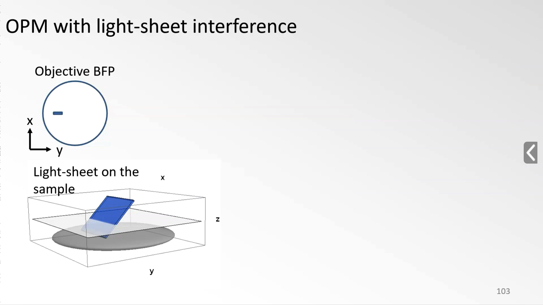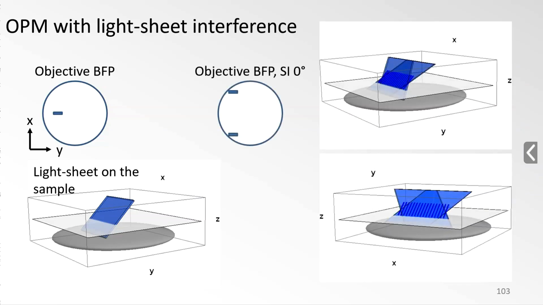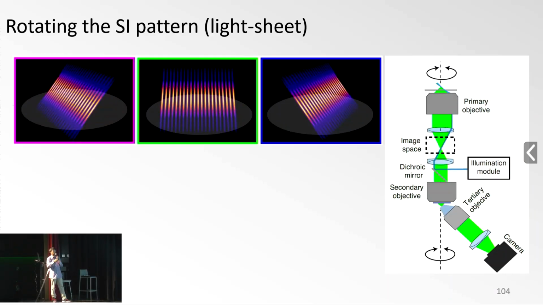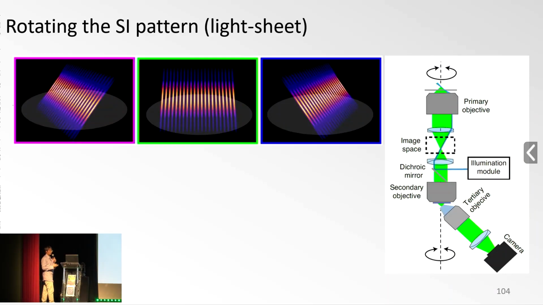If you look at the back focal plane of the objective, there's a line here, then you create a light sheet. If you have two lines here, then you create two light sheets here, and then they interfere, then you have the interference pattern. But then the question is, we want to rotate this pattern. You may remember that you need to rotate a pattern to get isotropic resolution improvement. So to rotate this pattern now is the challenging part.